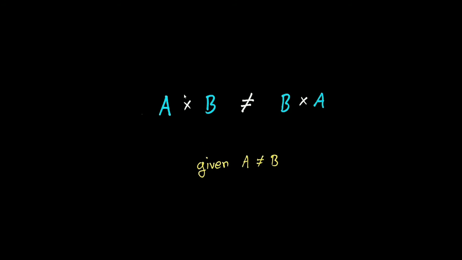It's such that if you have two matrices A and B, multiplying A by B does not produce the same result as B by A, given that A and B are not the same.